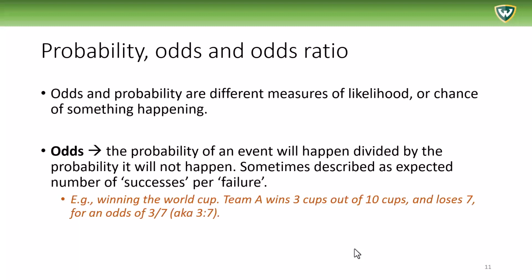Taking the same example, winning the World Cup, let's say Team A wins 3 cups out of 10 cups and then loses 7. So that's an odds of 3 over 7, also represented as 3:7. You could divide this, 3 divided by 7, which gives about 0.43, but usually odds are not conveyed in this way. But the odds would be 0.43, and as we saw before, the probability is 30%.